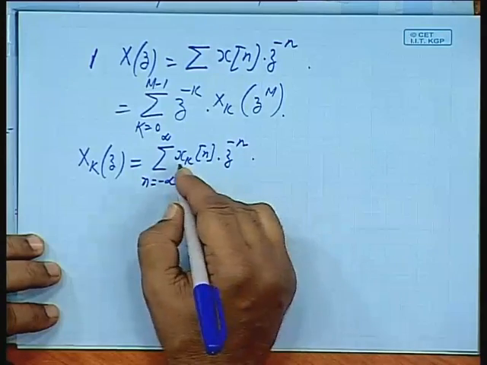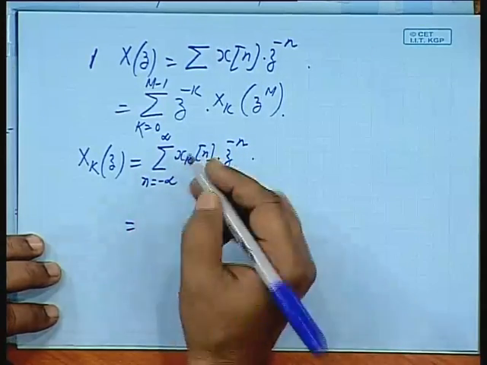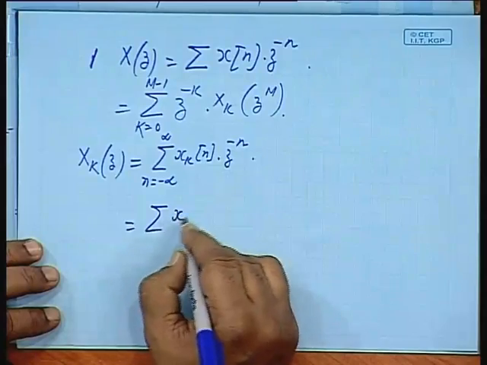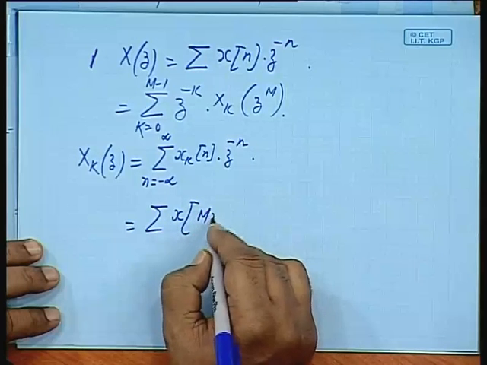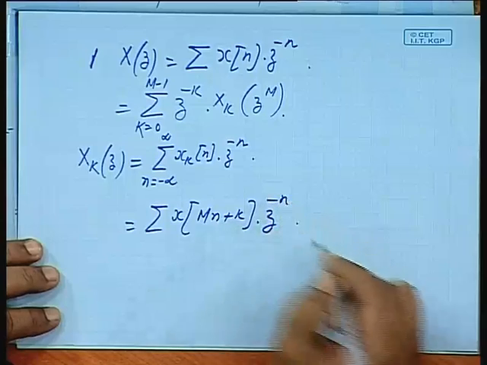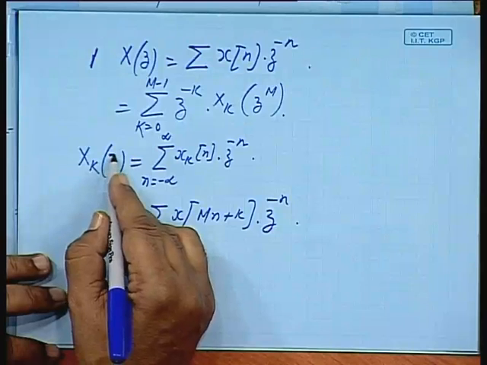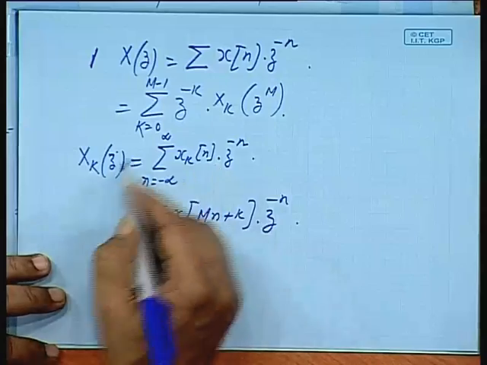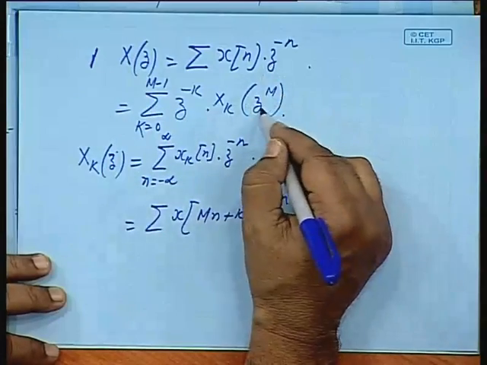Okay. And what is this in terms of the original sequence x n? From the original sequence you are picking out say either every third term or every fourth term or every mth term. So, it will be x of mn plus k z to the power minus n. Is that all right? Mind you, this is a polynomial when I am writing in terms of z to the power minus 1 only, polynomial of z to the power minus 1, and this will be expressed in terms of polynomial of z to the power m.